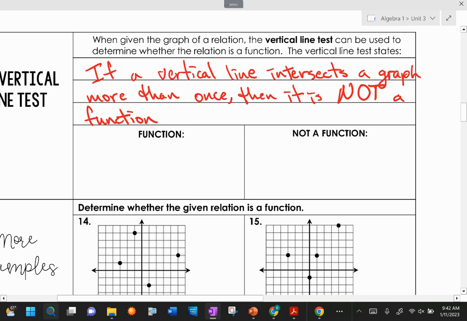Y'all learned this in algebra last year? Oh, good. We tried to. Well, good. This should be even easier. Okay, so what I mean by that?